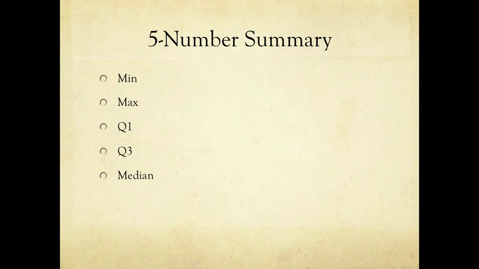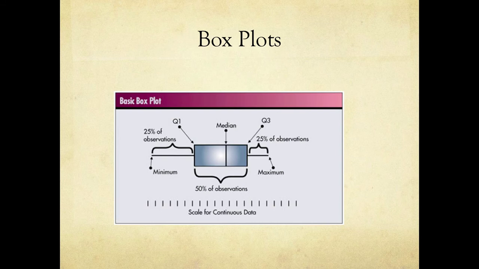Your 5-number summary is used to make a box plot. Your 5-number summary includes your minimum and maximum, your Q1, your quartile 1, your Q3, your quartile 3, and your median. So your 5-number summary is really what you need in order to divide your data into those 4 quarter-size chunks. The nice thing about the 5-number summary is it allows you to make a box plot.